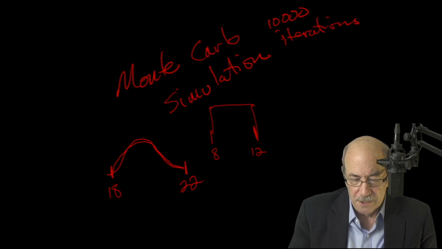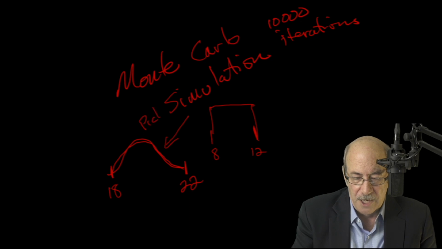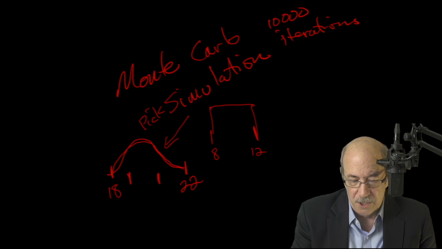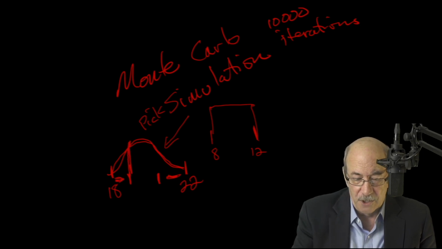So what I'm doing with each of those is I am going to go to this distribution and pick randomly a number out of that distribution. Now, because there's more weight between here and here than there is out here or back here, it's more likely I'm going to pick a figure between, say, 19 and 21.